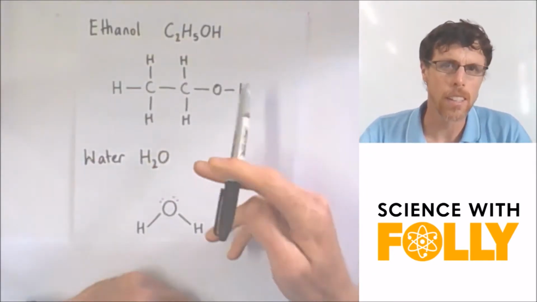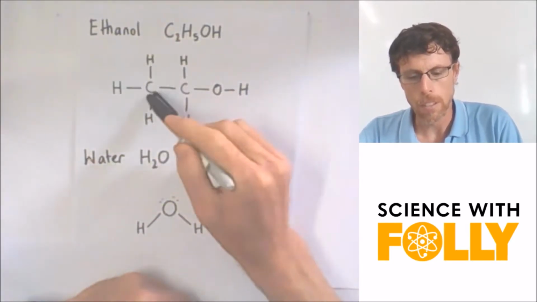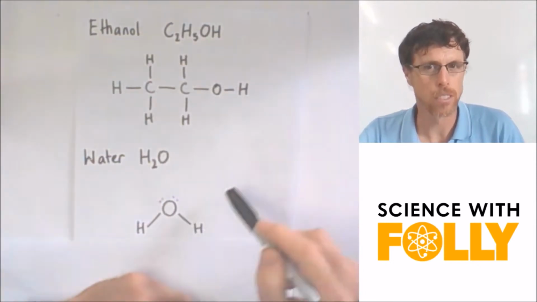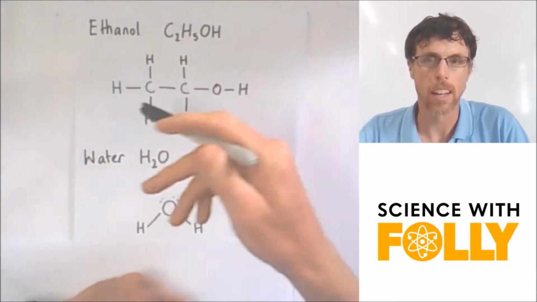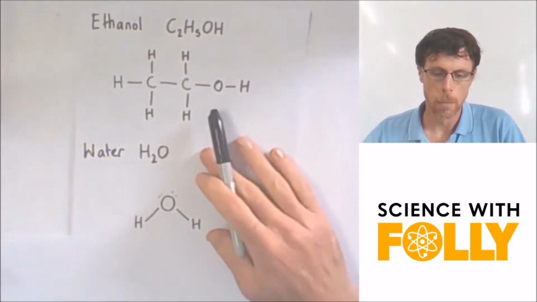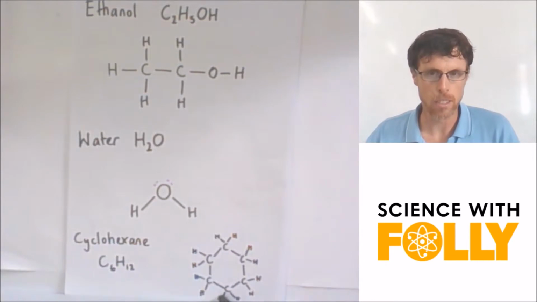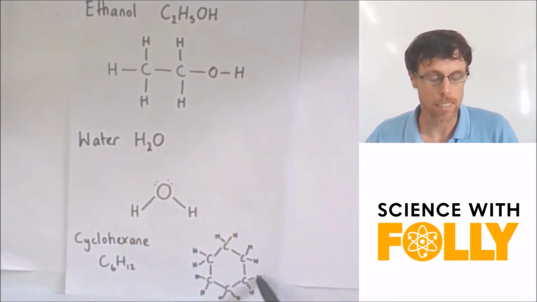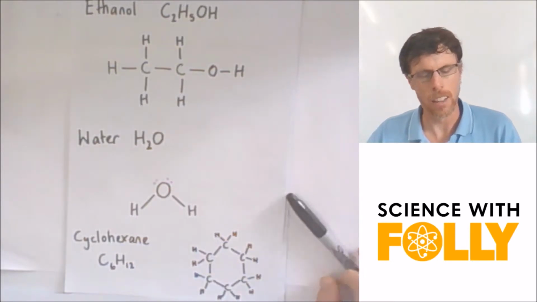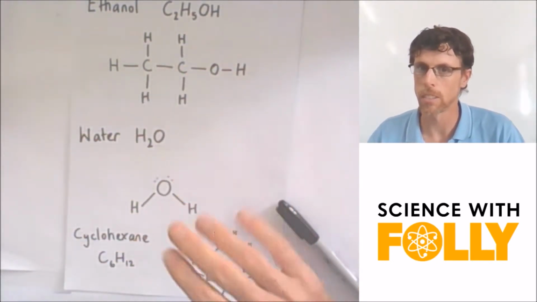If you look at some molecular diagrams of ethanol and water, you can see that they both have polar bonds and they're both asymmetrical, which means clearly they are both polar. The whole molecule is polar. But if we look at cyclohexane, for example, you can see that this molecule is non-polar because it is symmetrical. And that's why ethanol dissolves in water, but cyclohexane will not dissolve in water.